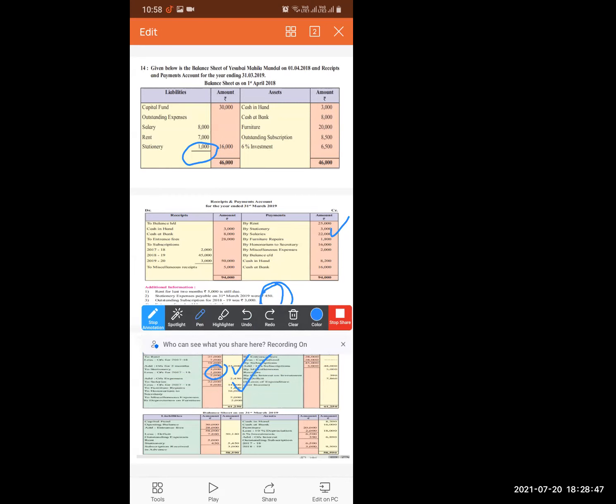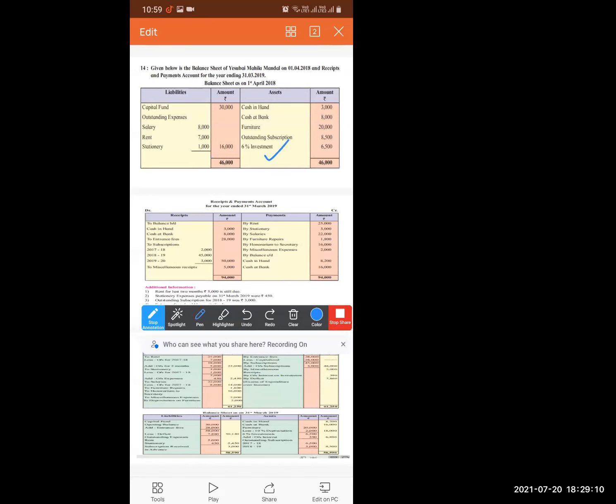Till here it is clear. At the same time, you have to write in the balance sheet the outstanding that we calculated, the rent and the stationery part: 5000 and the 450 amount from year to year. Till here it is clear. I hope you have done these entries. Yes ma'am. Okay.